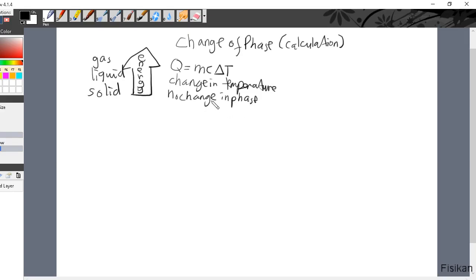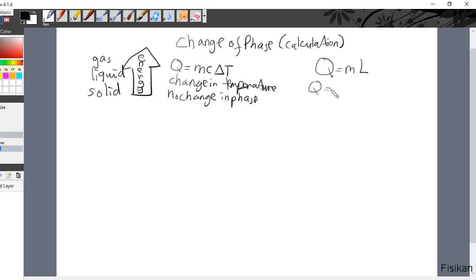So if you are starting with liquid water, the limit of the temperature of the liquid water should be 0 and 100 Celsius degree, because if you go beyond that, it will change into another phase, and this formula cannot be used anymore if there's a change of phase. In order to find the amount of energy needed for the phase to change from solid to liquid, liquid to gas, or the other way, you need this second formula, Q equals mL.